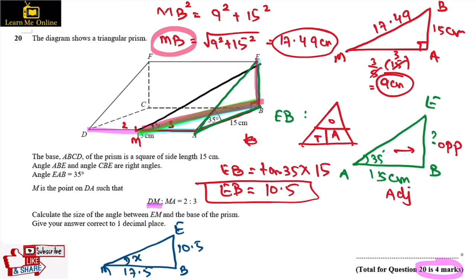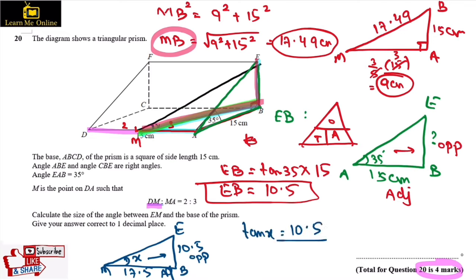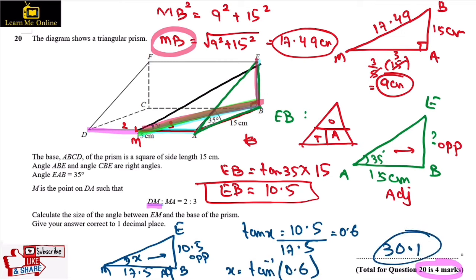To find out this angle, this is now opposite and this is adjacent. Again, we can use tan. So tan X equals opposite over adjacent. Dividing them together would give you 0.6, and because we are finding out the angle, we do tan inverse of 0.6, and it gives us the angle, which is 30.1 degrees.